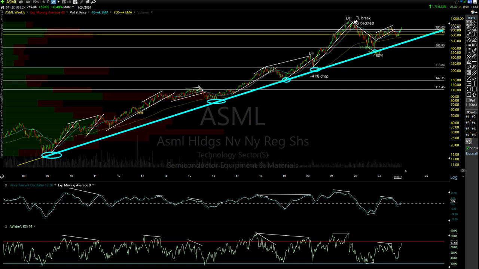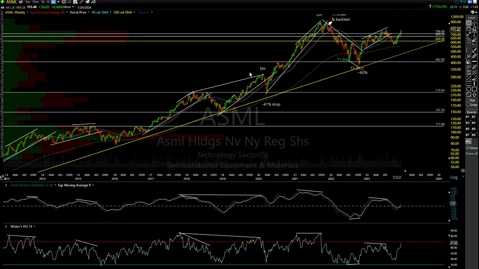I didn't measure them all, but you can see all the divergent highs. They were all, each and every one on this weekly time frame, followed by a correction. I started measuring them here back in 2020, 41% drop. This one here, again, I laid out this target February 3rd.